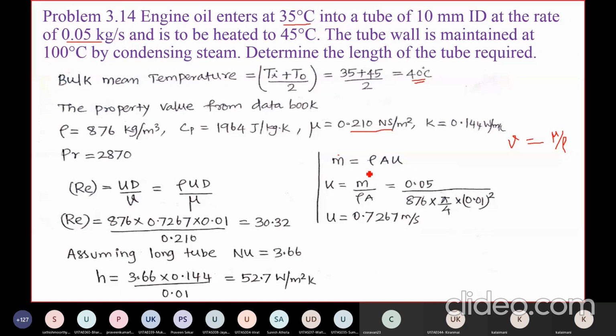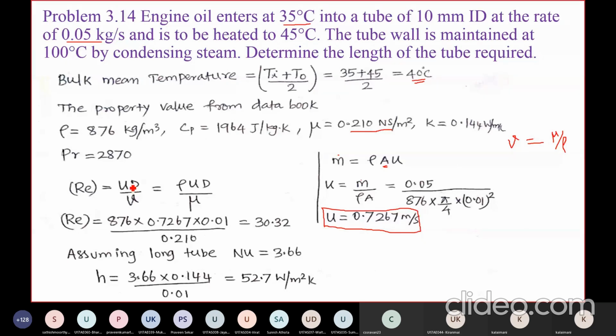While using this mass flow rate, we have to take A to be the cross sectional area. Therefore, m dot is given as 0.05, divided by the density of the oil, 876, into pi by 4, diameter 0.01 (10 millimeter converted to meter) whole square. From that I find out the velocity. u is equal to 0.7267 meter per second.